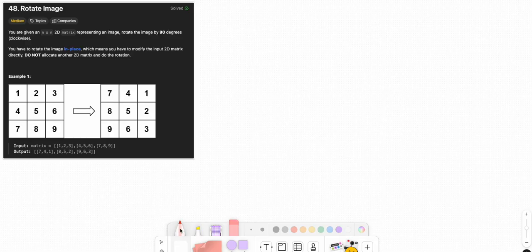Okay, and the next one is LeetCode 48. The question is Rotate Image. Given a 2D matrix, you rotate the image 90 degrees. The condition is that you're rotating it in place.